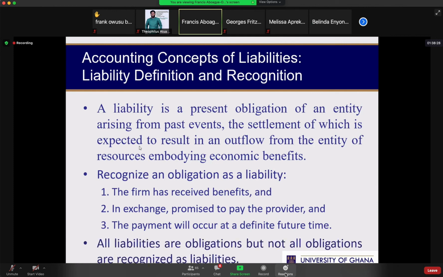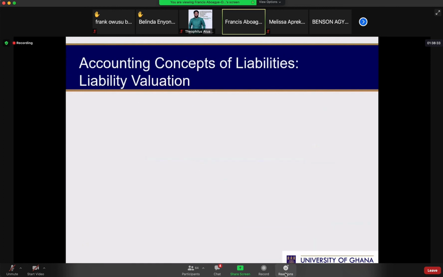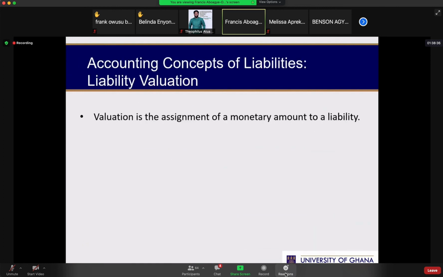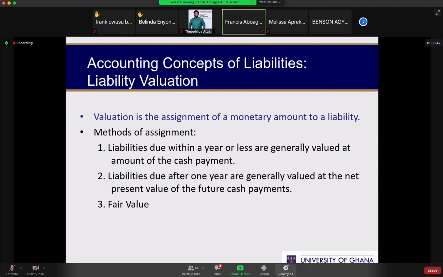Now, once you have defined and recognized liabilities, the next is valuation. And remember that valuation has to do with assignment of monetary amounts. So when it comes to valuation, there are two main bases. Then we can also talk of the fair value. Liabilities that are to be settled within a shorter period, say a year, will be valued based on the cash amount that they expect to pay.